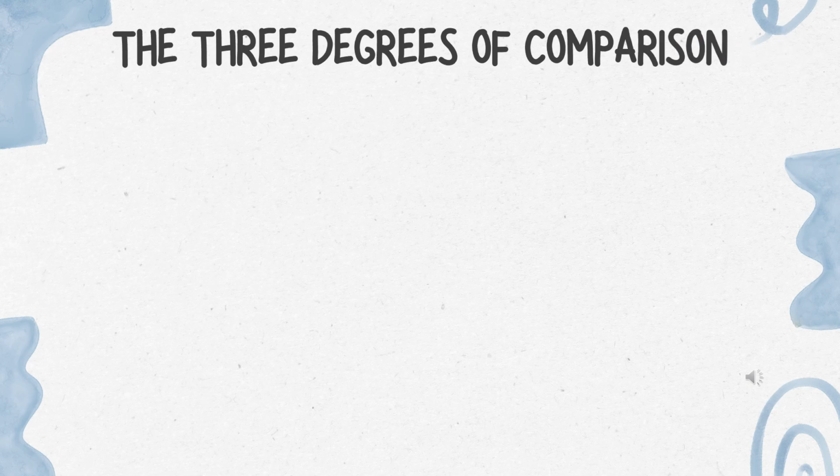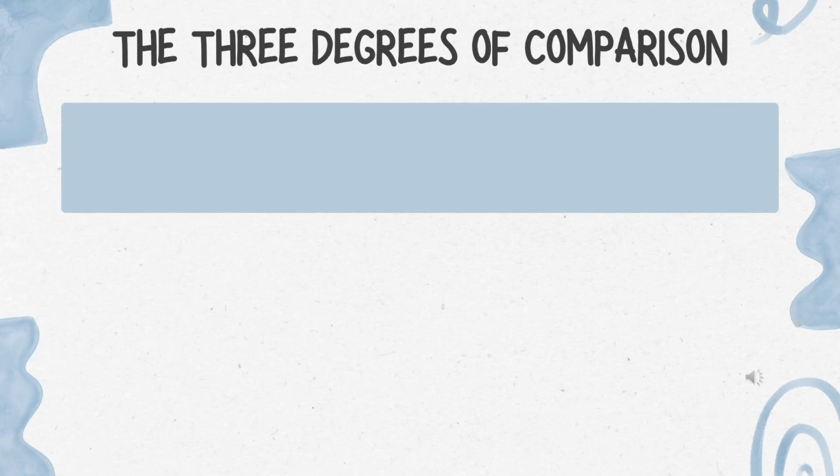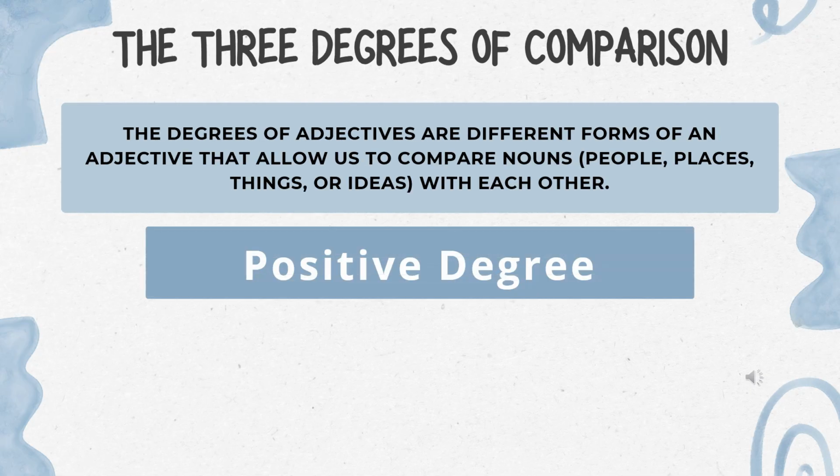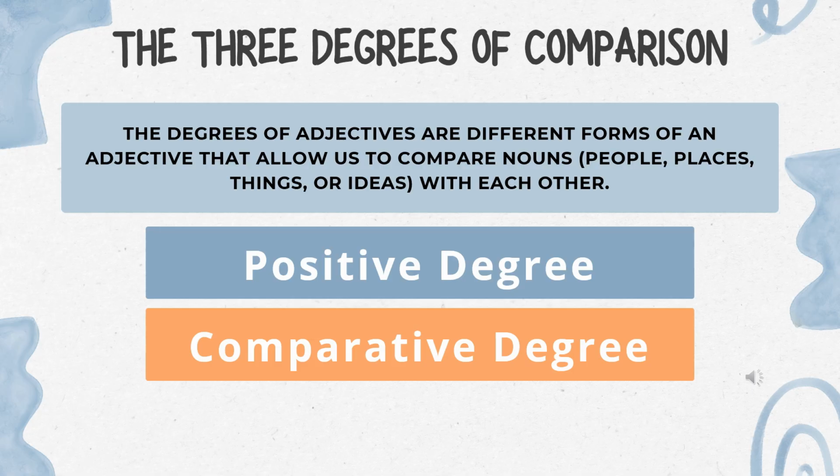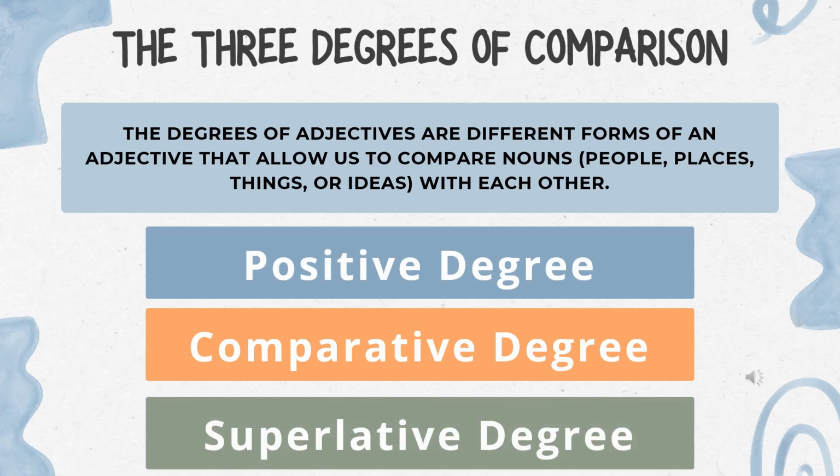The degrees of adjectives are different forms of an adjective that allow us to compare nouns, people, places, things, or ideas with each other. Adjectives have three forms for comparison. Positive, the basic form: this coffee is hot. Comparative, compares two things: your coffee is hotter than mine. Superlative, shows the extreme in a group: this is the hottest coffee in the world. Let's learn these degrees of adjective in detail.